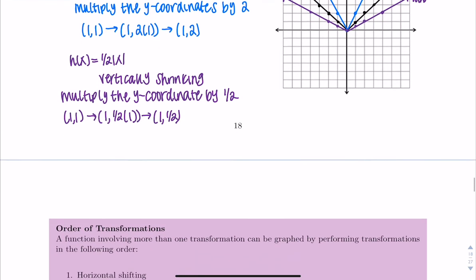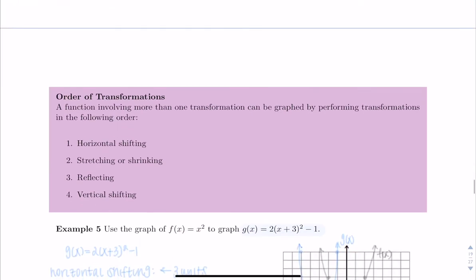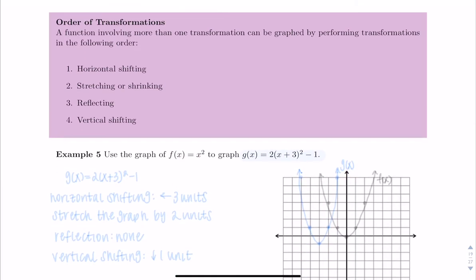So let's talk about the order of transformations. What if I have more than one thing going on with my graph? That is completely okay, and it's pretty normal. So what we want to do is you're going to take horizontal shifting first. Then you'll do stretching or shrinking, whether it's vertical or horizontal. Then you'll reflect it, whether it's over the x-axis or the y-axis, and then you will vertically shift it.